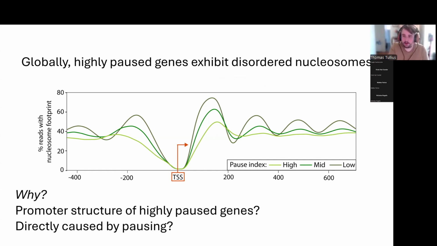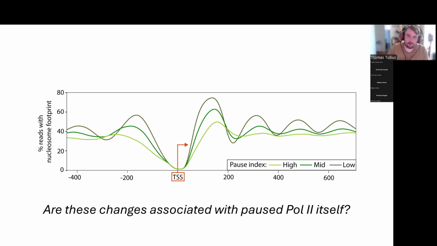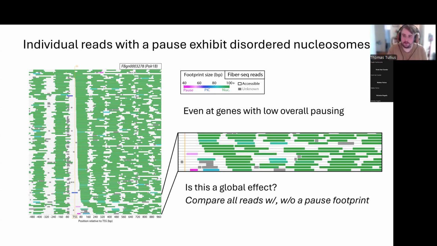Okay, so what's going on here? Is this something to do with just this different promoter structure of highly paused genes? Or is this actually something that's directly caused by pausing? Well, we can start to get a hint of that because we can just filter our reads based off of whether they have a promoter proximal pause and test globally if we see a difference. And we have a hint that this might be the case because if you look back at this original example gene that I showed of a very minimally paused gene, when you do observe a paused Pol II at the few reads where you do, the reads actually look a lot like the reads that you observe at highly paused genes more frequently, where you have very disrupted nucleosomes.